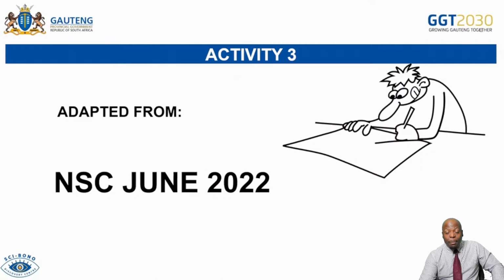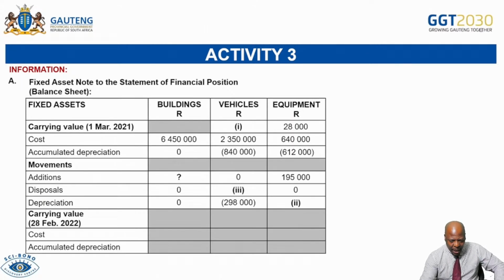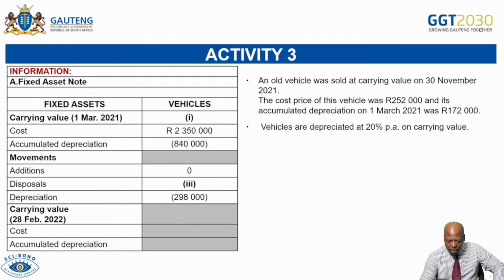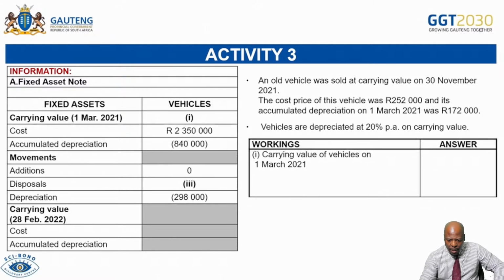Let's come to the NSC June for the year 2022. There were some very interesting calculations that pertain to depreciation again. Here's the information, but we're going to break it down and start with our vehicles. They say, calculate the carrying value of vehicles on 1 March. This one was a giveaway. How do you get carrying value? You simply say cost minus accumulated depreciation gives you carrying value.